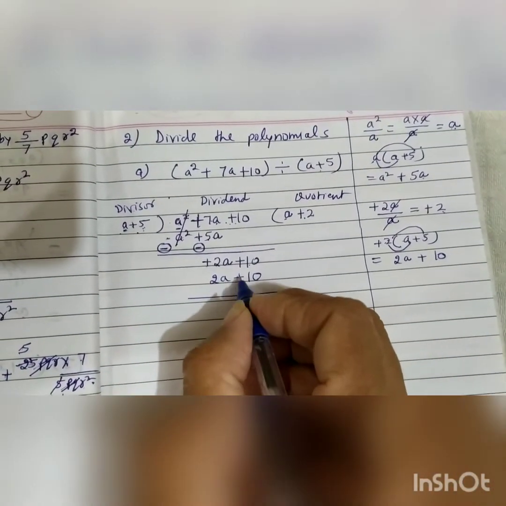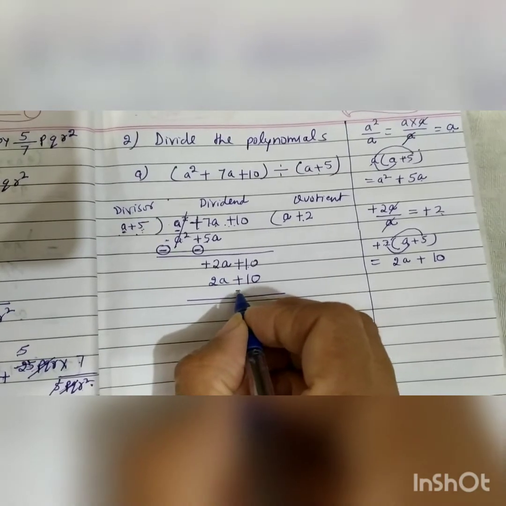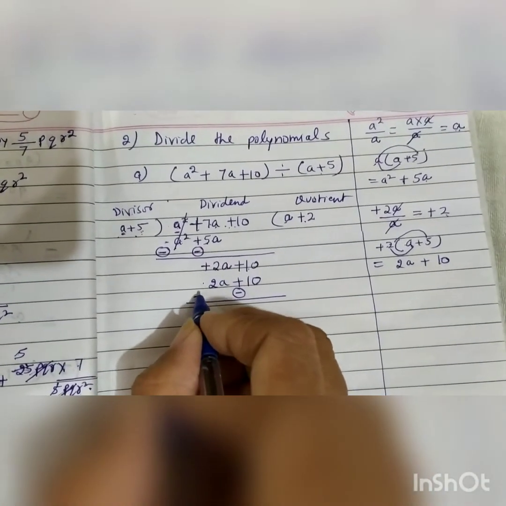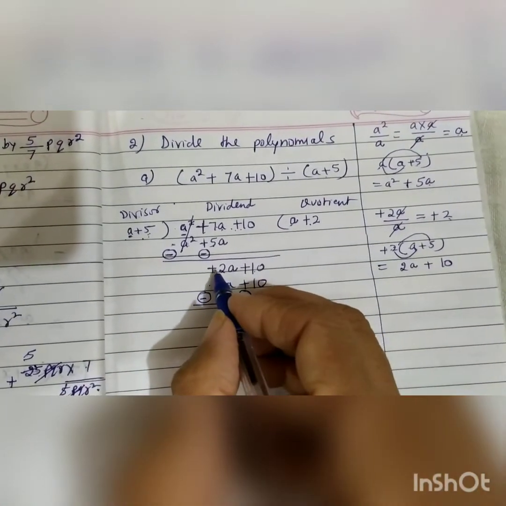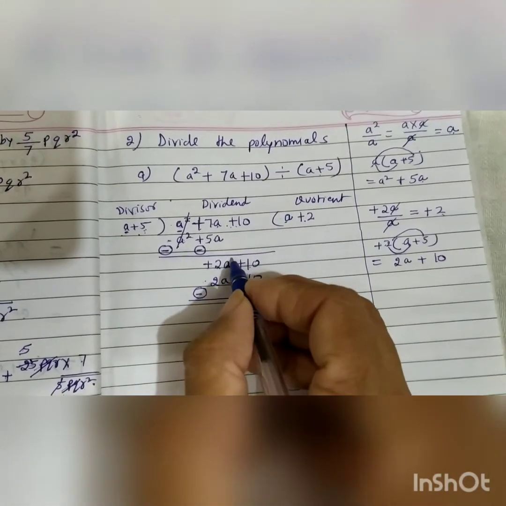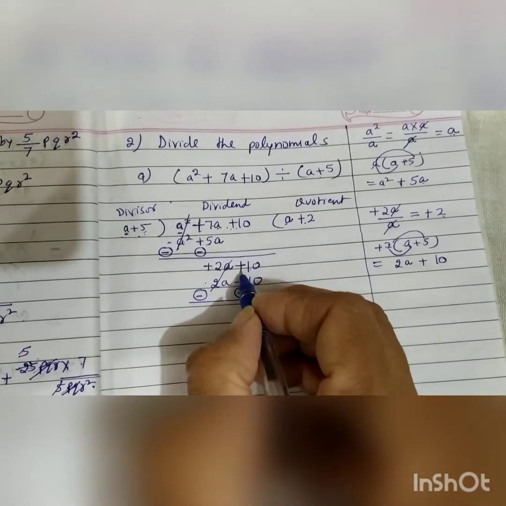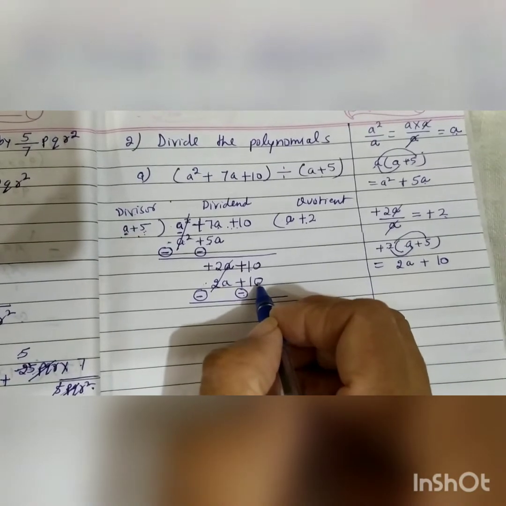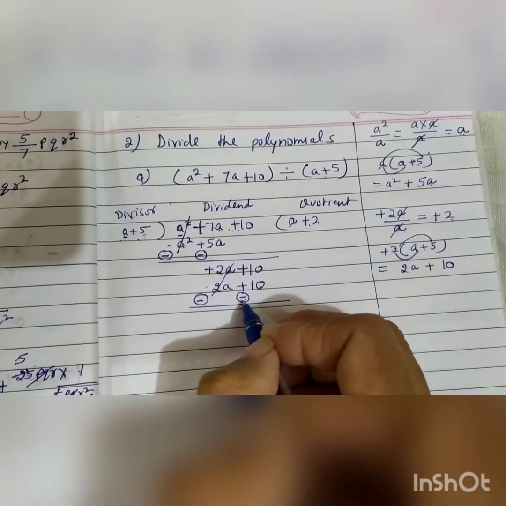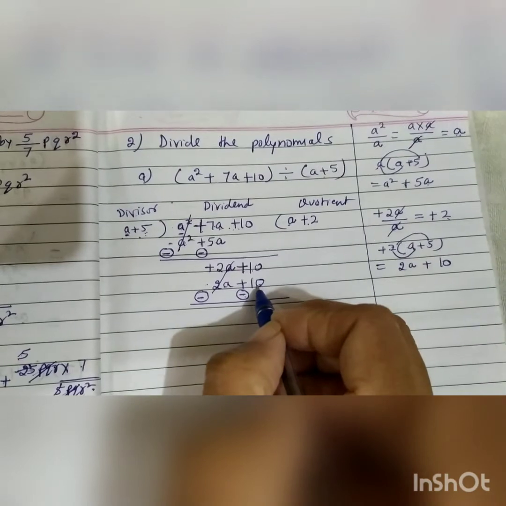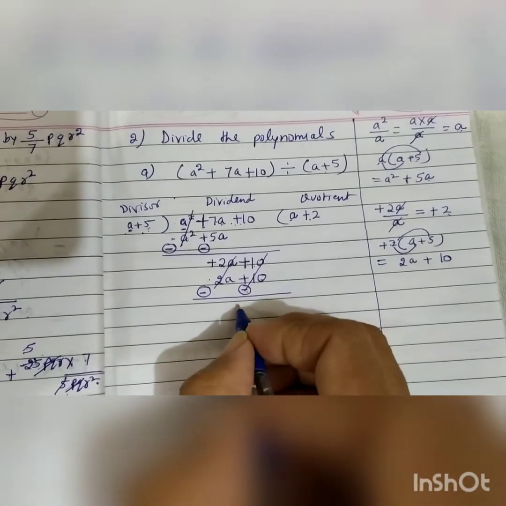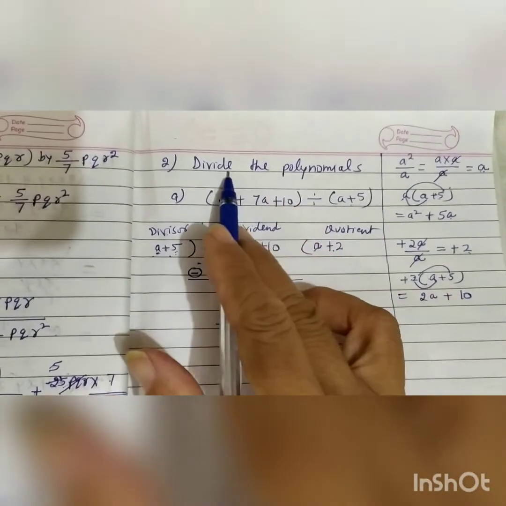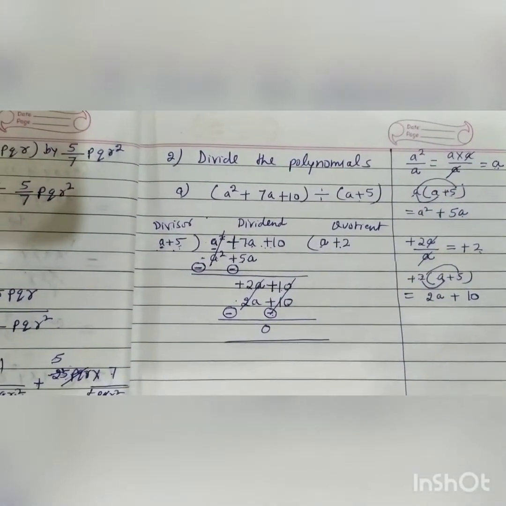Again change the sign. This is plus, we will change it to minus. This is also plus, it will be considered plus, again change to minus. Now it is plus 2a and this is minus 2a. It will be cancelled. Then this plus 10 and it is minus 10. Now it is not considered plus 10. We will take the sign which we have changed. It is minus 10. They are also cancelled. Remainder is 0. This is the division of polynomials.